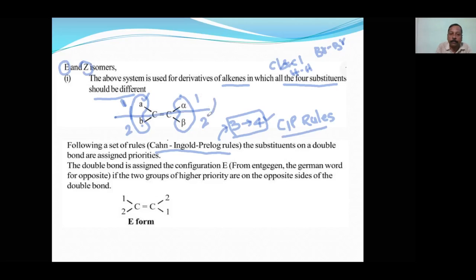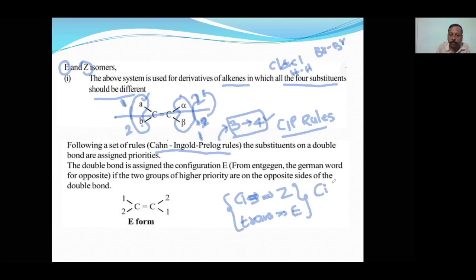Suppose if it is here and if it is here, then this is 2, this is 1. Then it will be called trans. And here cis and trans are named differently. Cis is called Z here, trans is called E here. So how will you remember in the exam? Again there will be confusion, and that is the problem people are facing.